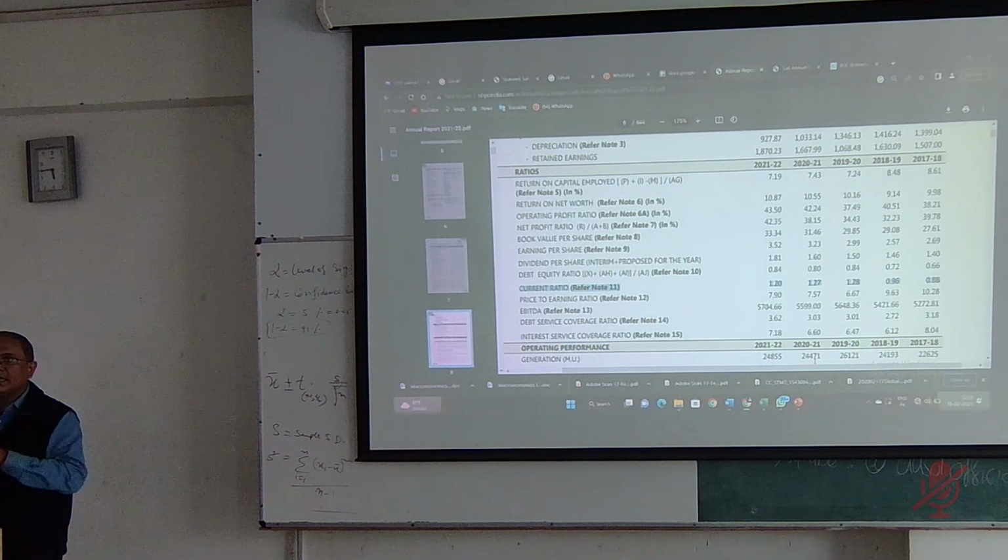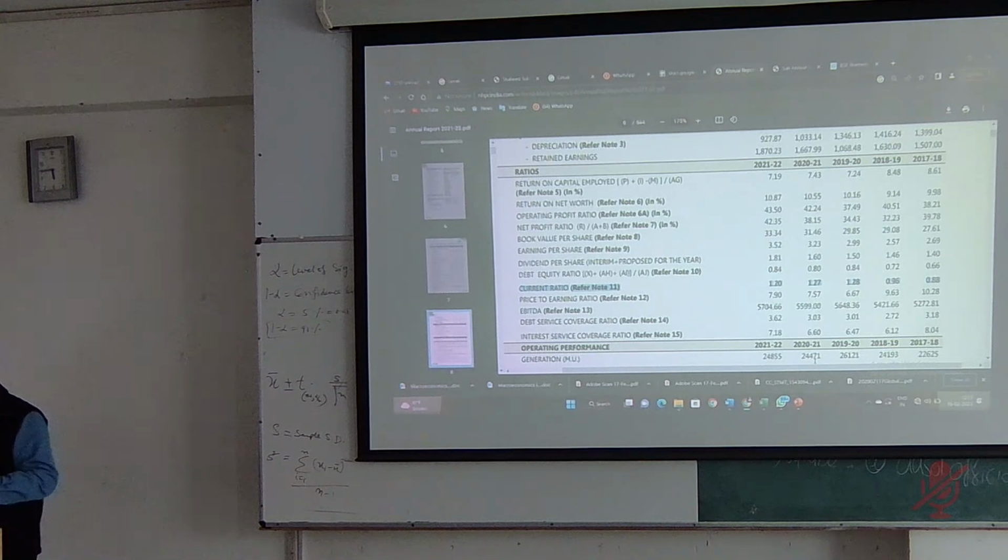It is blocked in current assets, and money blocked in current assets may be affecting our performance. So look into performance here. Performance may be return on capital employed. Now you look at return on capital employed, it has decreased, not dramatically, but you find here it is 8.6 to 8.4 to 7.24, and then 7.43 and then 7.19. So it simply indicates that an increasing current ratio is not necessarily good on the return side.